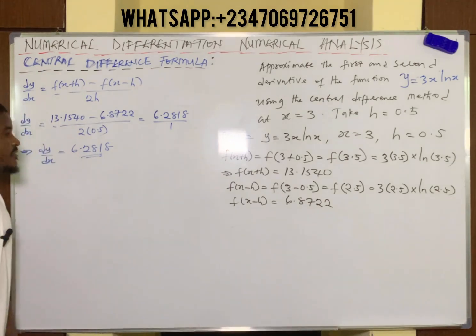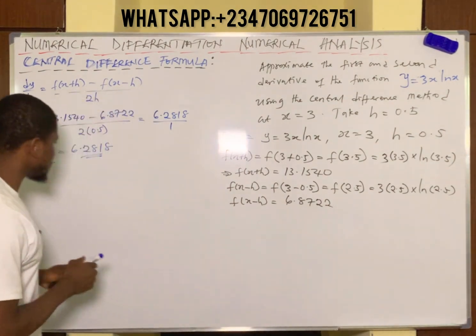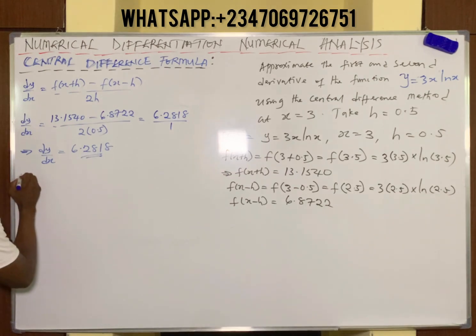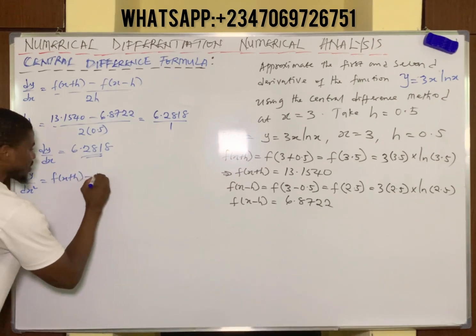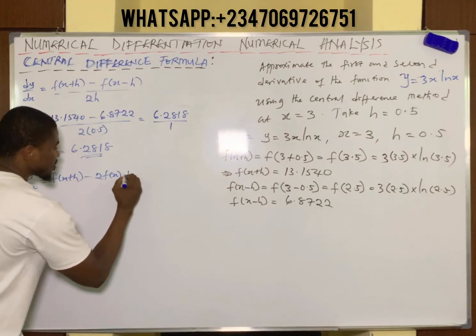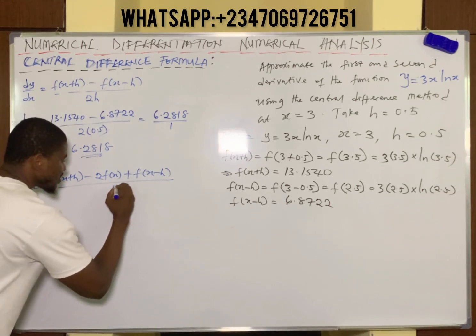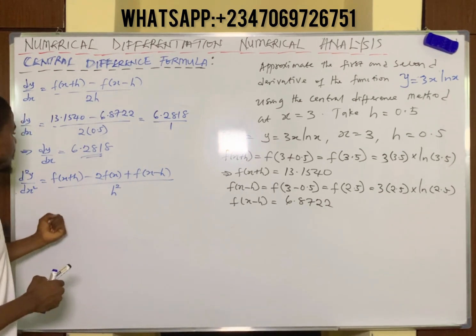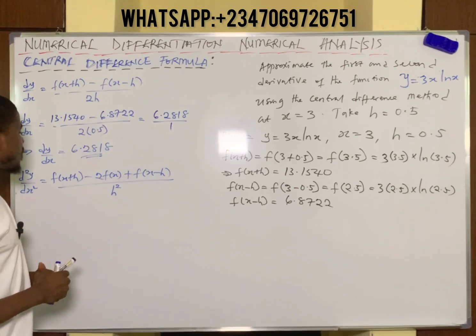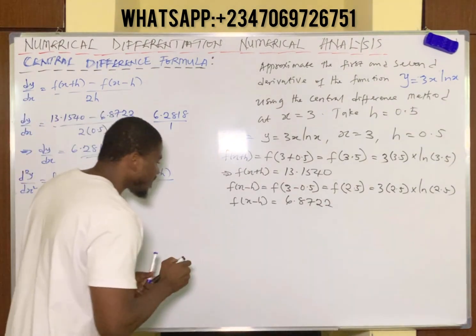So having found the first derivative approximation, the next is to find the second derivative approximation according to the question. So remember, using the central difference method, the second derivative approximation, d squared y over dx squared, is simply going to be f of x plus h minus 2f of x plus f of x minus h, all over h squared. This is our formula. So we know what f of x plus h is, and we know what f of x minus h is. Let us simply find f of x.